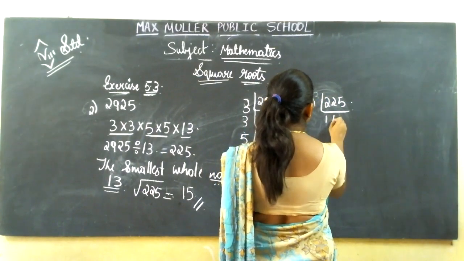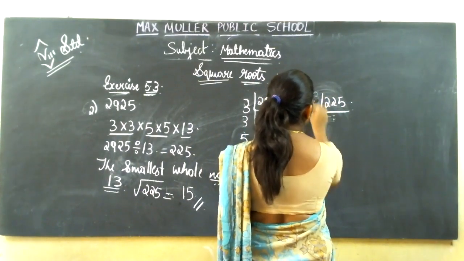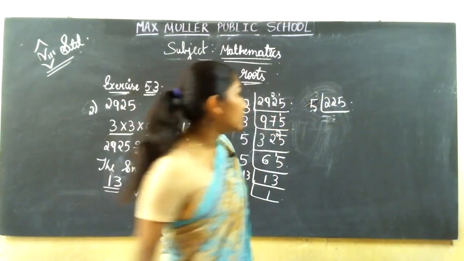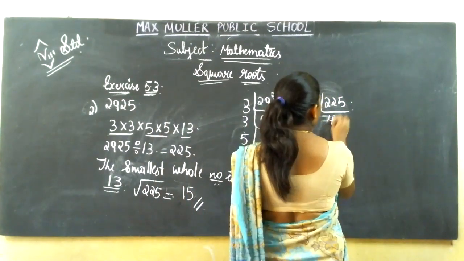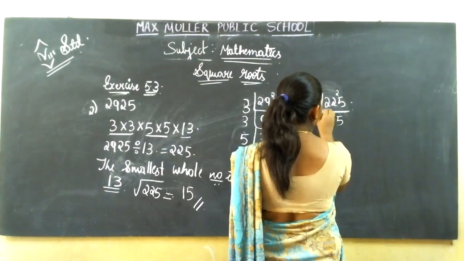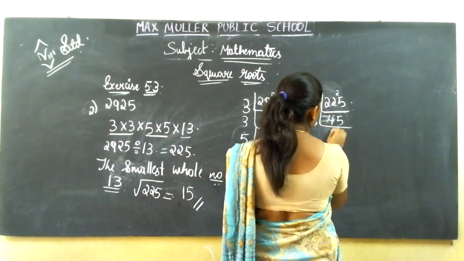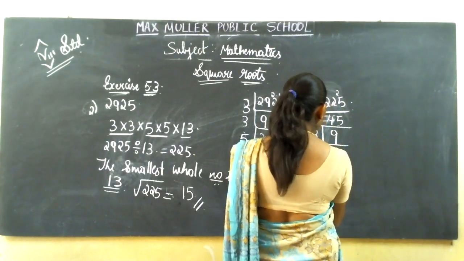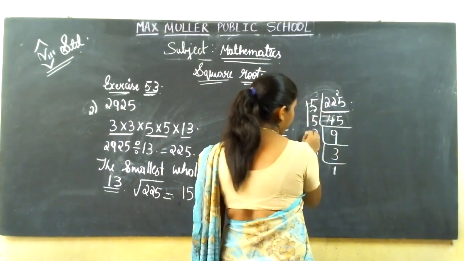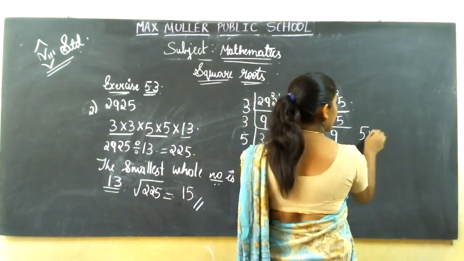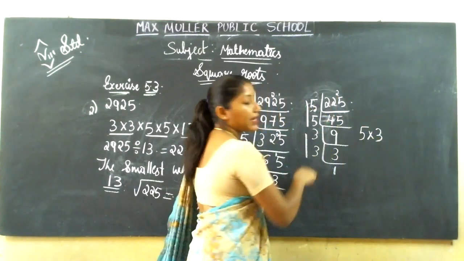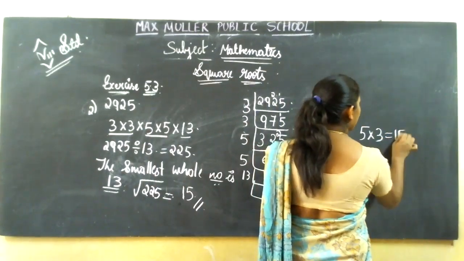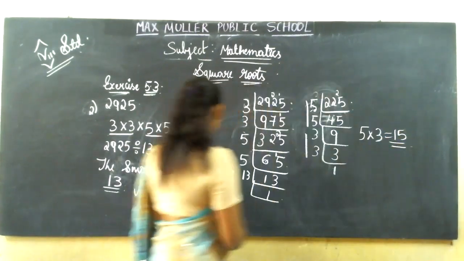Divide directly by 5. 5 fours are 20, 5 fives are 25, 5 nines are 45. Then 3 threes are 9, 3 ones are 3. So here 5 cross 3. If you pair the numbers, you take one number from each pair. So 5 threes are 15. So the square root is 15.